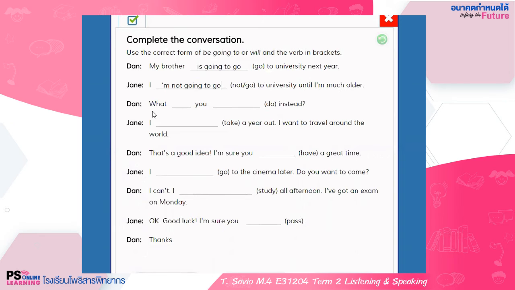And then Dan says, what? So the be form will be what are you going to do? What are you going to do instead? And Jane replies, the be form of Jane would be I'm going to take a year out. I want to travel around the world.